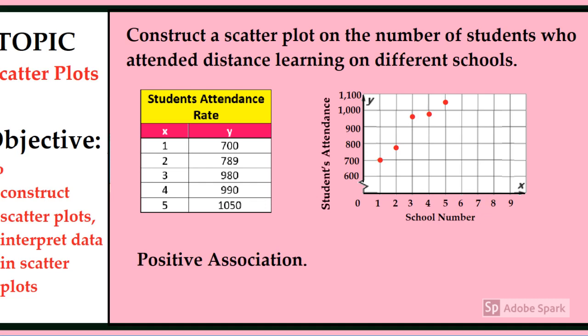Now, let us try to interpret the data that we have done on the scatter plot we constructed regarding the students' attendance on distance learning. Look, as x increases, y also increases. Therefore, we have positive association in this regard.